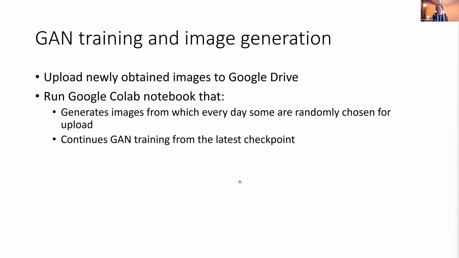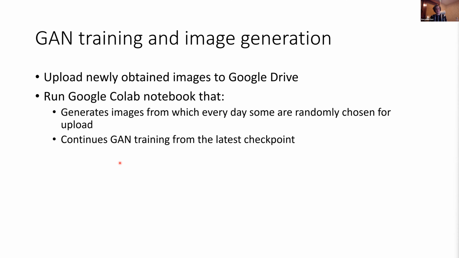And simply what happens here is you upload newly obtained images to Google Drive, and then you run the Google Colab notebook that generates images first, and from these images, some are randomly chosen for upload, and it continues GAN training from the latest checkpoint.